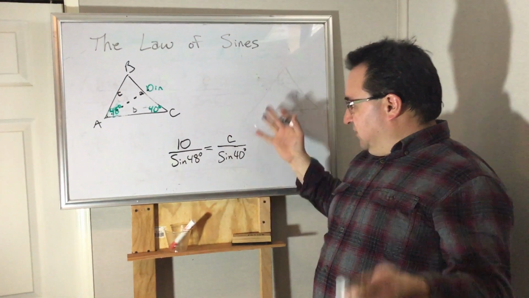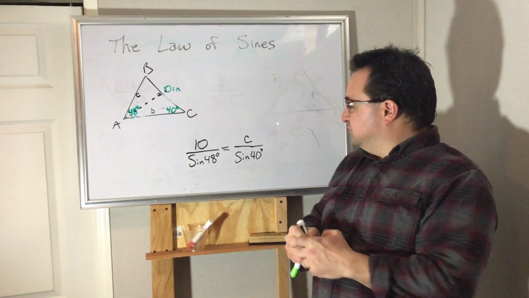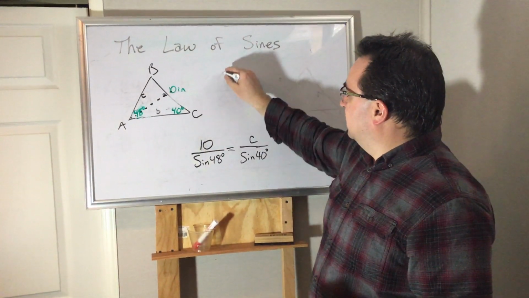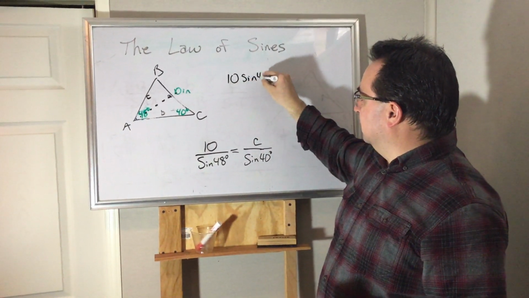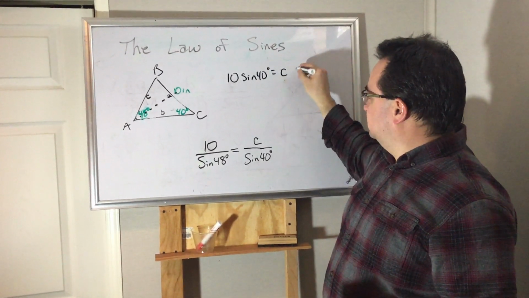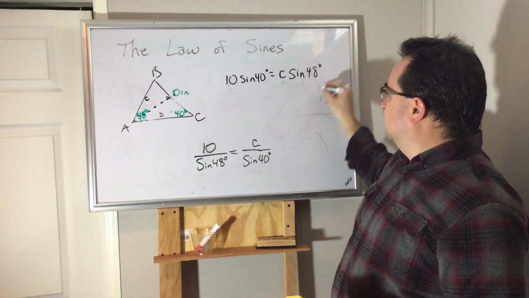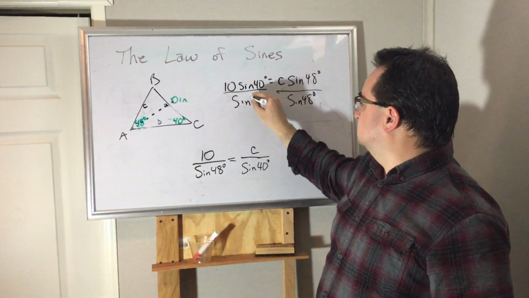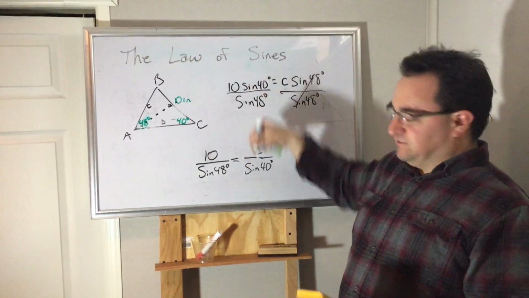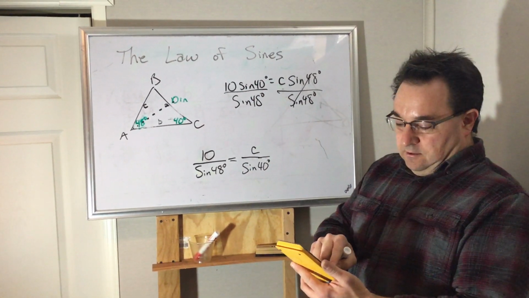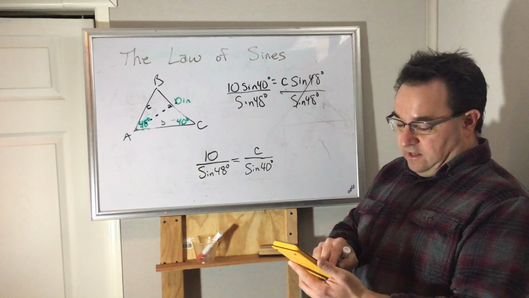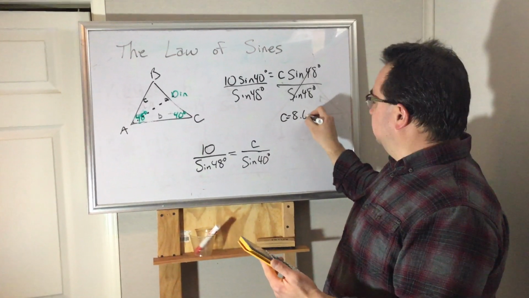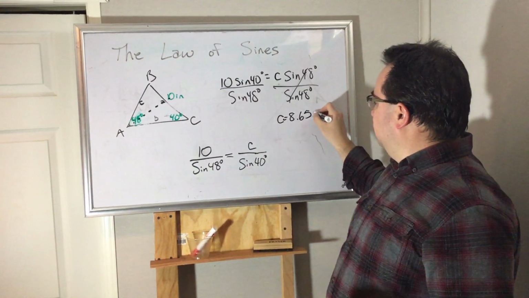So here we have what's called a proportion. And when we solve a proportion, you cross multiply. Grabbing my calculator here. So I'd have 10 sine of 40 is equal to C sine 48. I'm going to isolate the C, so I'm going to divide by this. And now I just got to punch this in. And I'll just warn you ahead of time, I'm getting C equals 8.65. In this case, it would be inches.